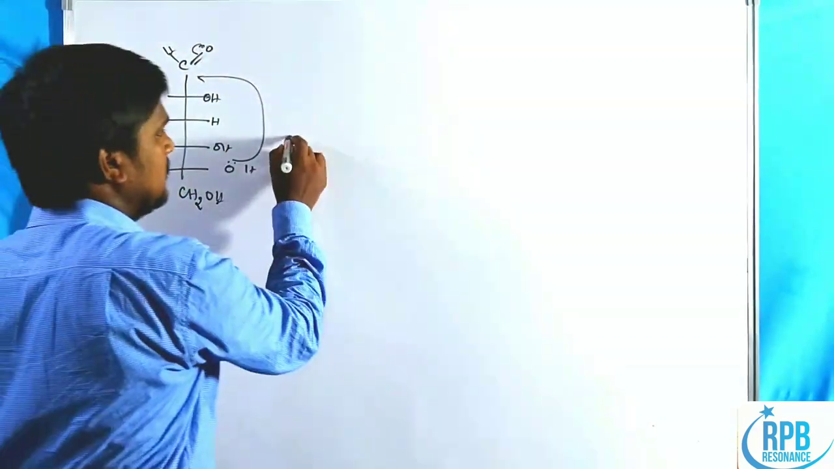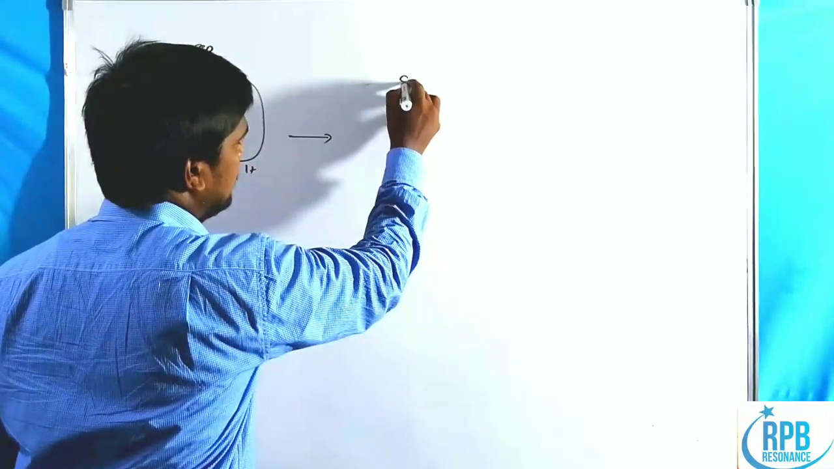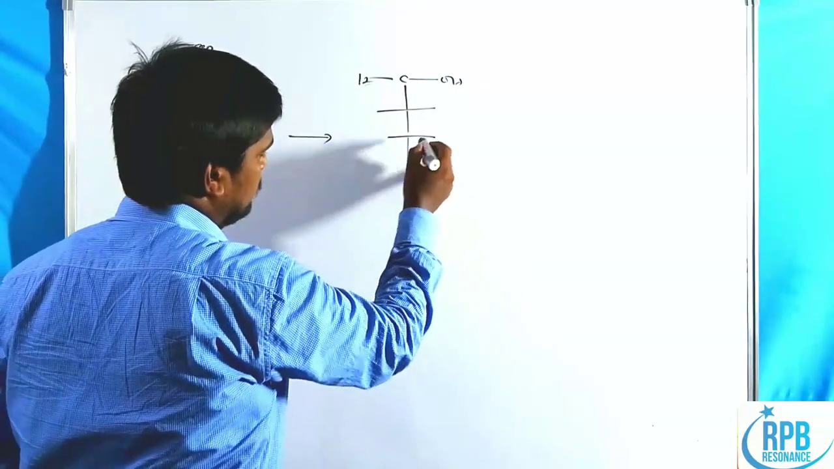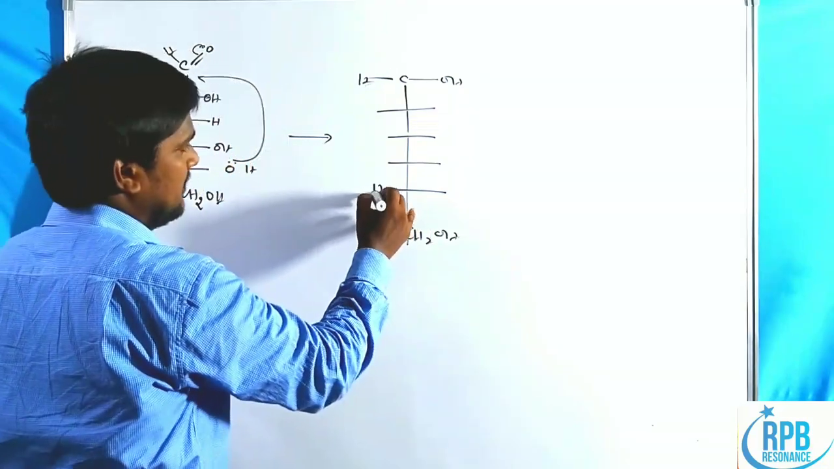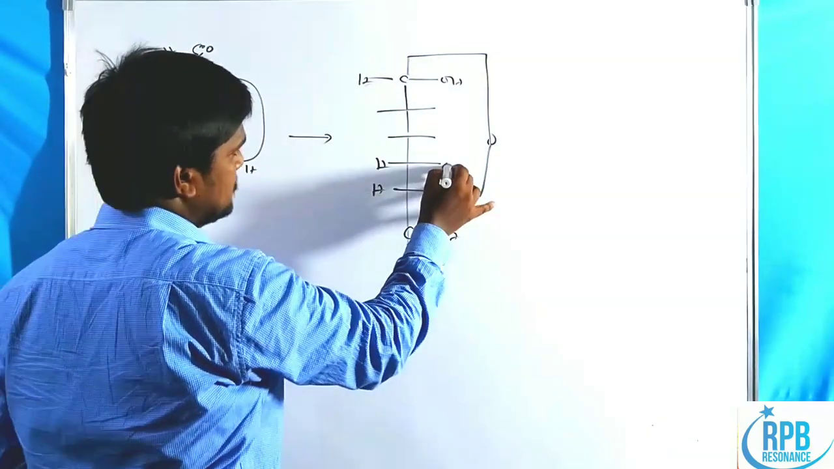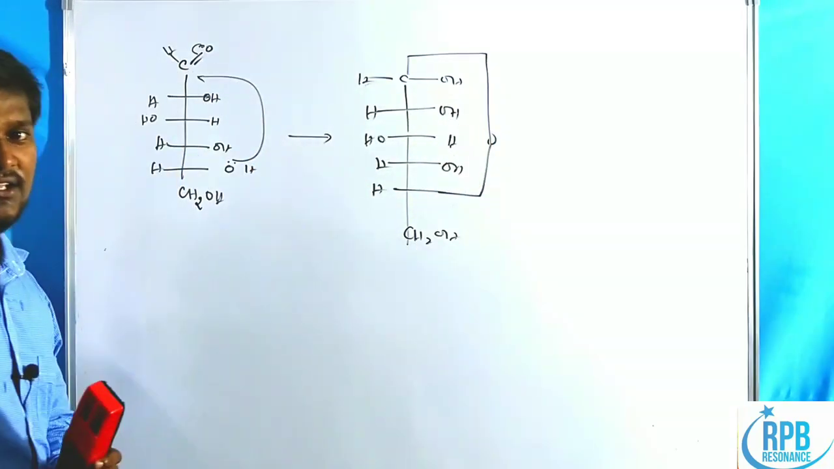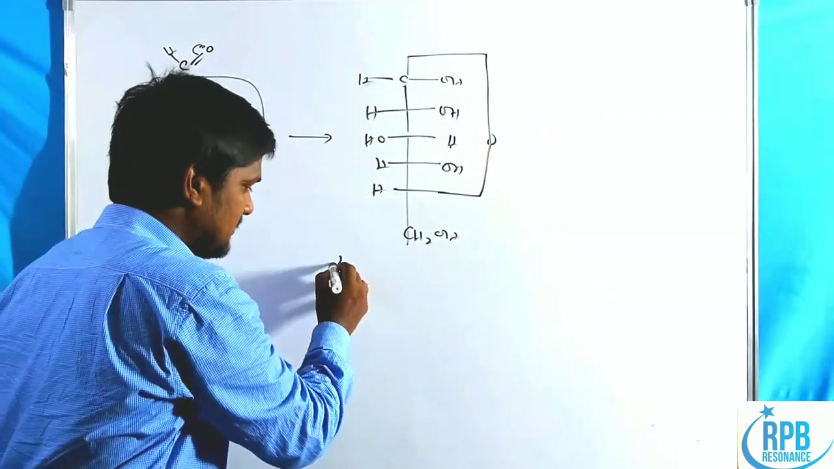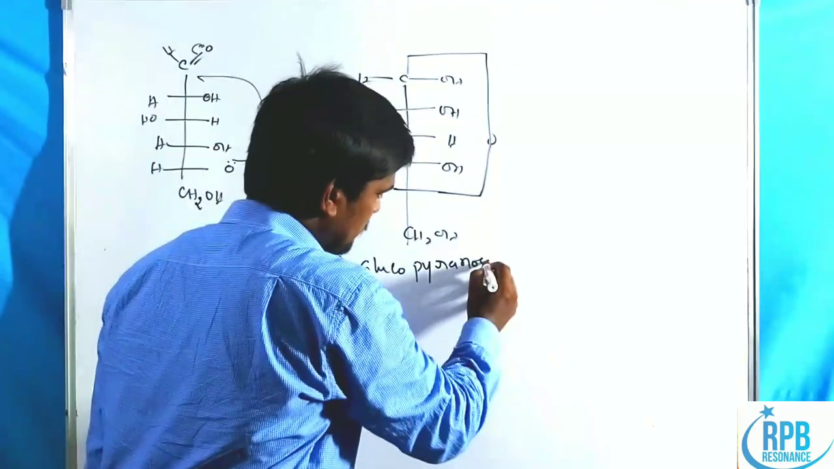Okay, now here, if OH is on the right side, so let us assume OH is on the right side, H is on the left side. Now here, 1, 2, 3, 4, 5, it is a sixth carbon atom. Okay, if OH is on the right side, then it is the alpha isomer. This is simply called glucopyranose.